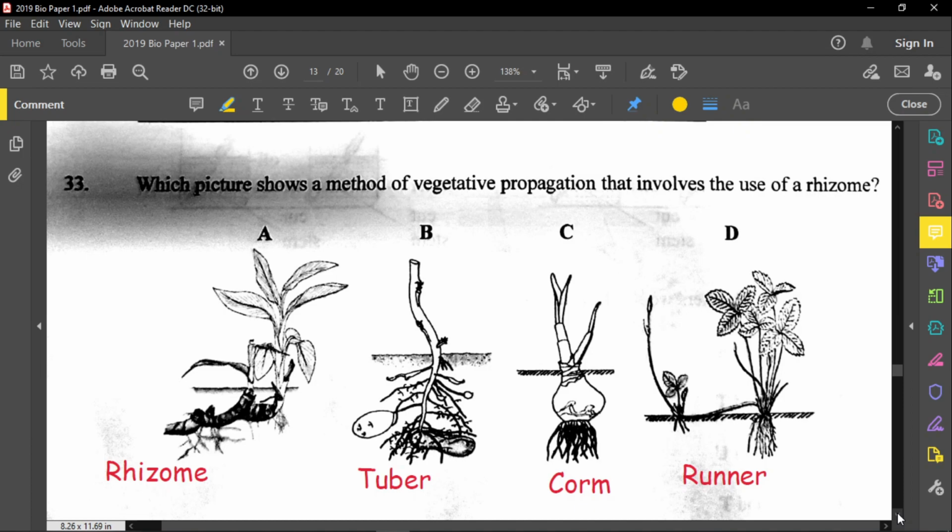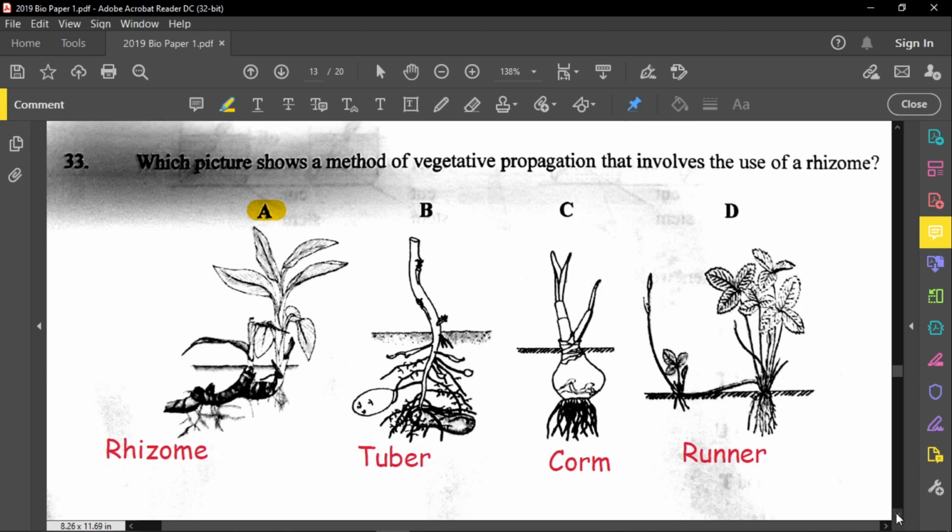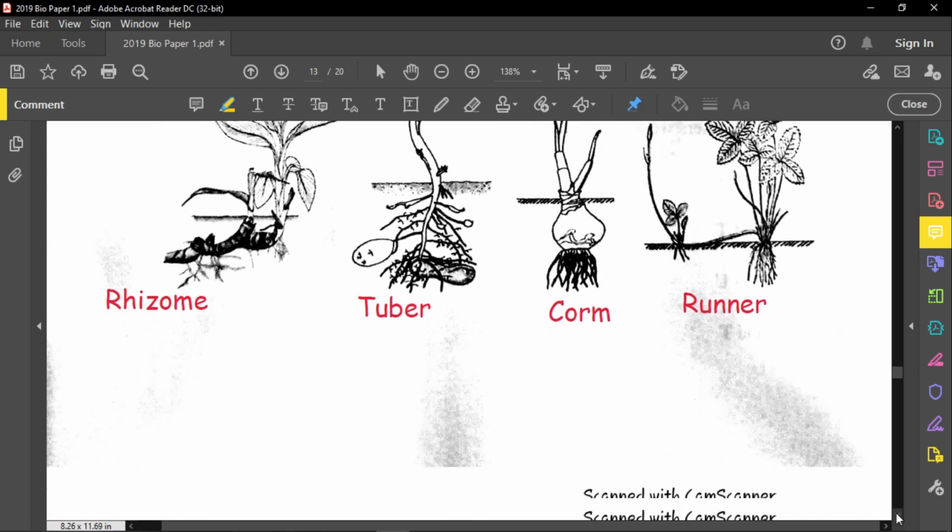Now, which picture shows a method of vegetative propagation that involves the use of rhizome? And so option A will be your correct answer right here. This is a potato, so it's a tuber, potato tuber. C is a corm, and then we have D, which would be runners. Okay, all right, so let's go to question number 34.